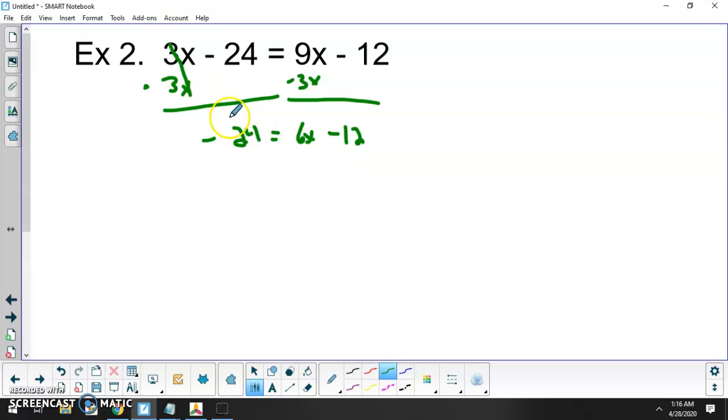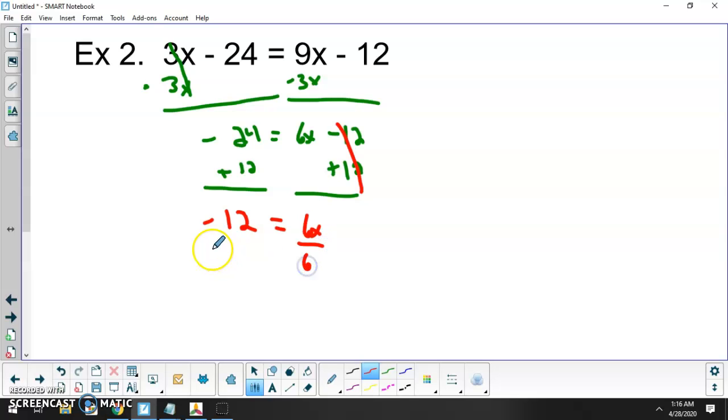Okay, so that's the move the variables to one side of the equation step. And now you have a two-step equation. So you undo addition and subtraction first. Undo that minus, so we're adding 12. And we're going to cancel the negative 12 and 12. Negative 24 plus 12, you have more negatives, so that's equal to negative 12. Bring down the 6x.